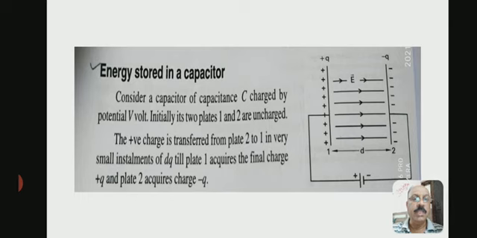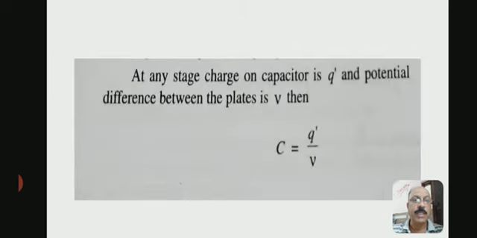Now consider a capacitor of capacitance C charged by potential V volt. Initially its two plates, first and second, are uncharged. The positive charge is transferred from plate 2 to plate 1 in very small installments of dq, till plate 1 acquires the final charge plus q and plate 2 acquires minus q charge.